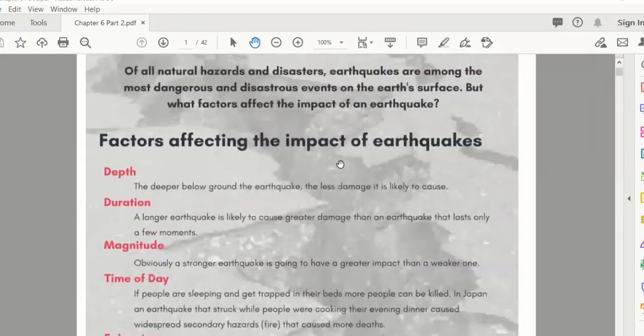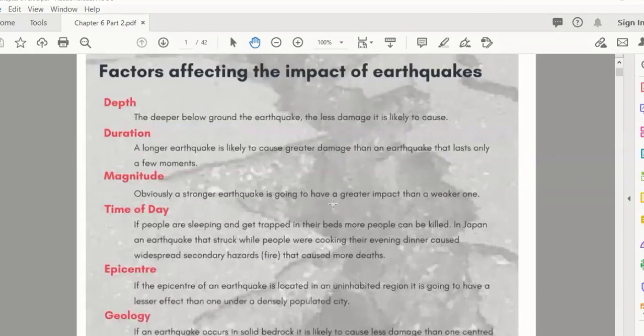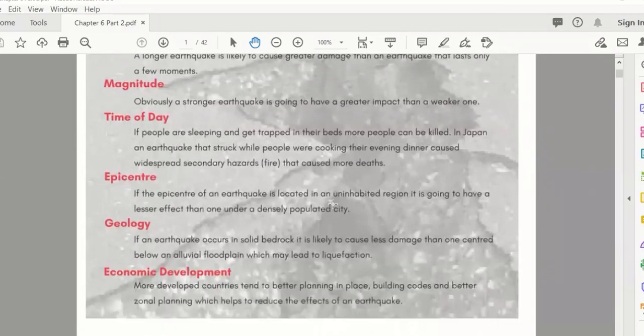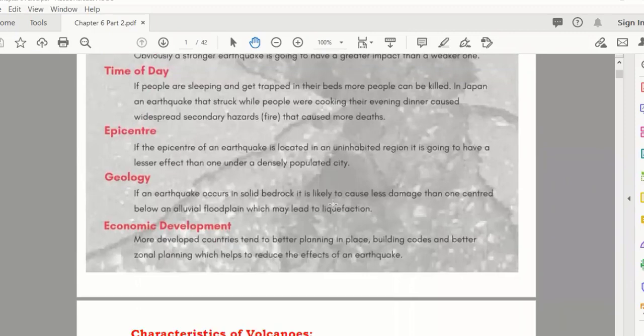No. Once again, the factors affecting the impact of the earthquake, what are the factors which will decide how much damage the earthquake will produce? That depends on depth, duration, magnitude, time of the day, meaning at which time it came, epicenter, geology, and economic development.